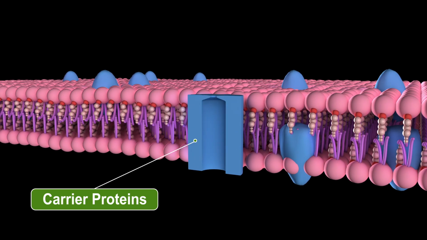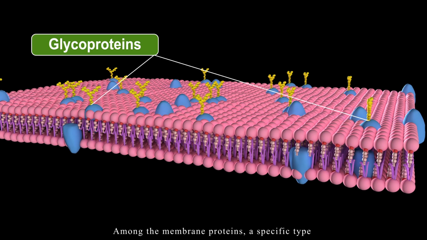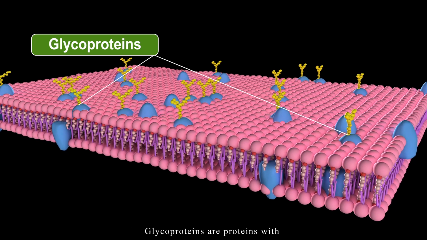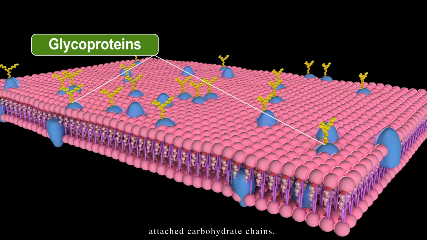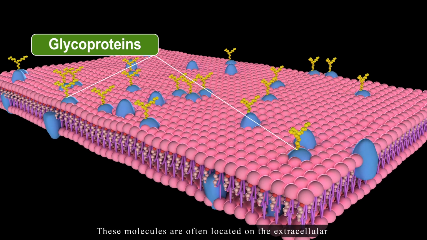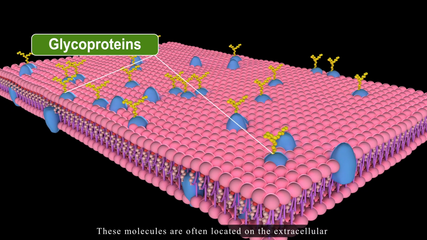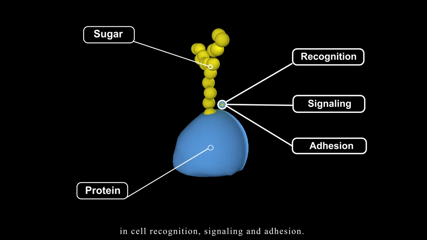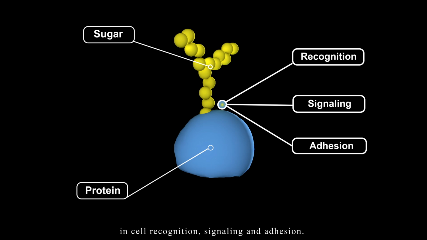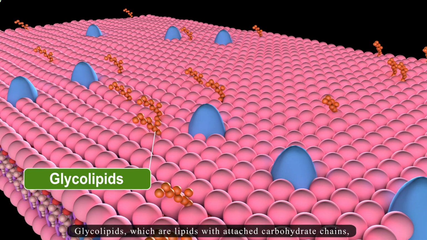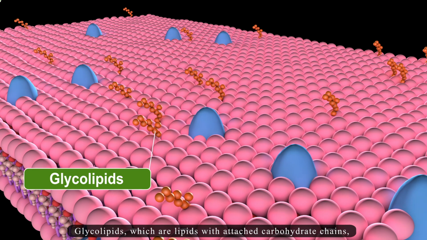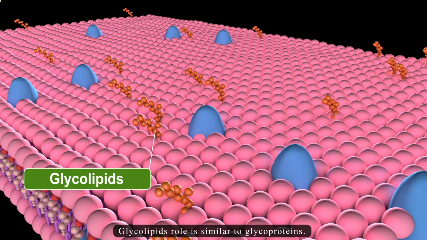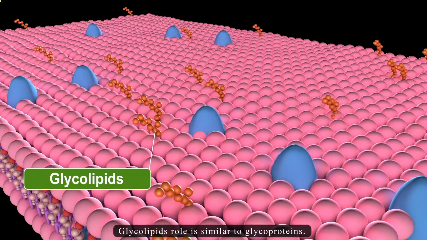Among the membrane proteins, a specific type of protein exists known as glycoproteins. Glycoproteins are proteins with attached carbohydrate chains. These molecules are often located on the extracellular surface of the membrane and play key roles in cell recognition, signaling, and adhesion. Glycolipids, which are lipids with attached carbohydrate chains, are also present in the plasma membrane. Glycolipids' role is similar to glycoproteins.